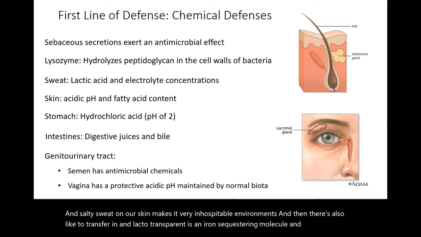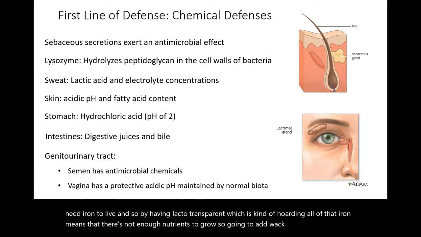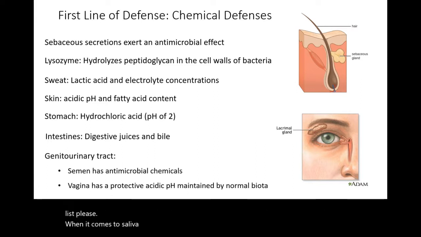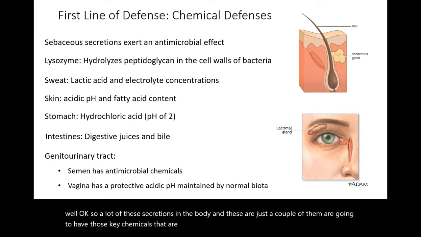And so pathogens need iron to live. By having lactotransferrin, which is kind of hoarding all of that iron, there's not enough nutrients to grow. So go ahead and add lactotransferrin to your list, please. When it comes to saliva, saliva also contains lysozyme and lactotransferrin, and tears do as well. So a lot of the secretions in the body, and these are just a couple of them, are going to have those key chemicals that are going to prevent, especially microbial growth or bacterial growth.